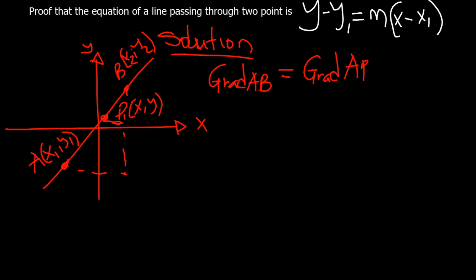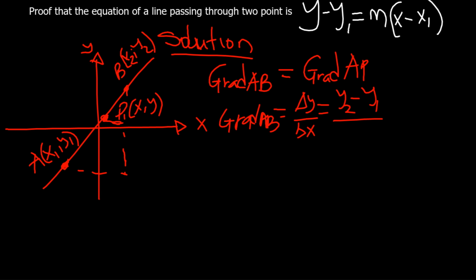So let's go ahead and calculate the gradients. The gradient of AB will be equal to the change in y over change in x. So this will give us y2 minus y1. y2 corresponds to x2 in the x coordinate, and y1 corresponds to x1, so that is over x2 minus x1. That will be the gradient of AB.